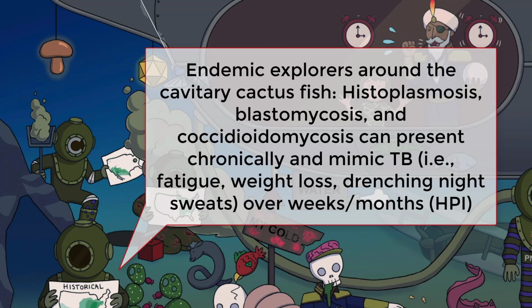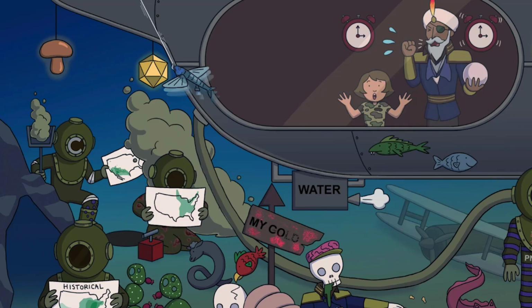Note that we've placed all three of these fungal explorers around the cavitary TB cacti. Let it remind you that histo, blasto, and cocci can present chronically, mimicking TB. Instead of the usual acute pneumonia symptoms, some patients will present with constitutional symptoms such as fever, fatigue, drenching night sweats, and weight loss over weeks to months. In fact, you may even see cavitary lesions, just like in TB. We'll reiterate this over in the objective section. Get excited! Also, all three of these fungi can cause severe disseminated disease, more commonly in immunocompromised patients. That, however, will be saved for our immunocompromised lung sketch.